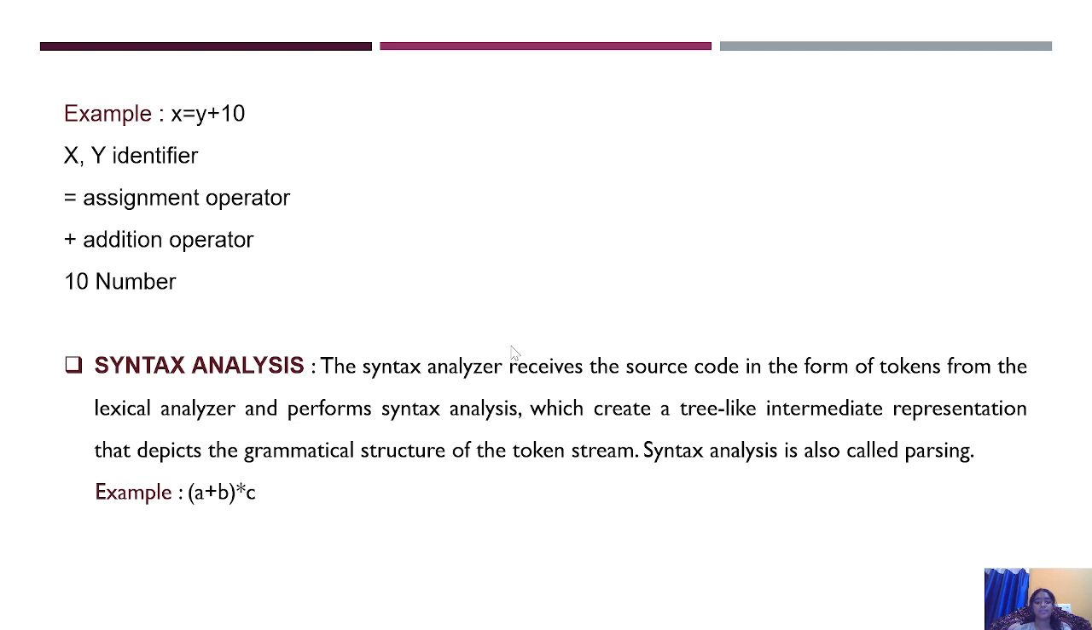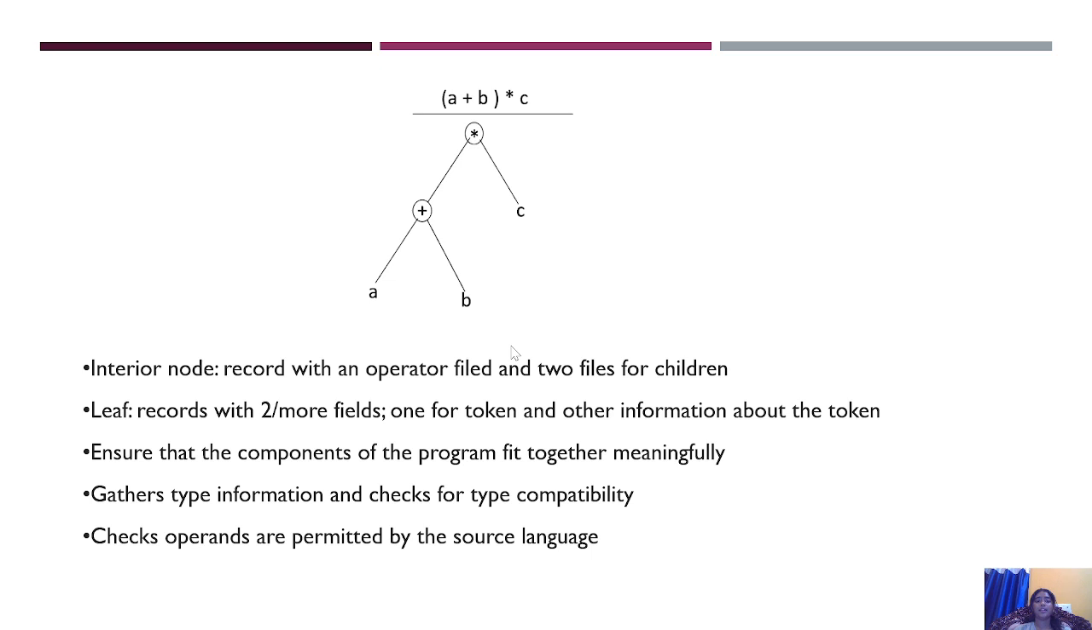Example, a + b * c. In the tree form, we consider the main node as the star, and to the right of the star we have c, and to the left we have a + b. So we take the addition operator plus as a child, and to the right side of the plus we have b, and to the left we have a.